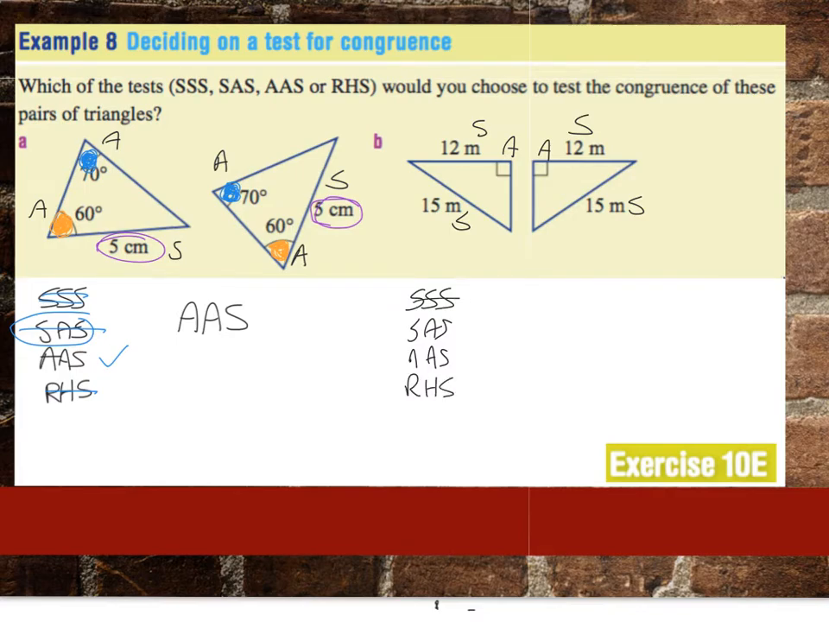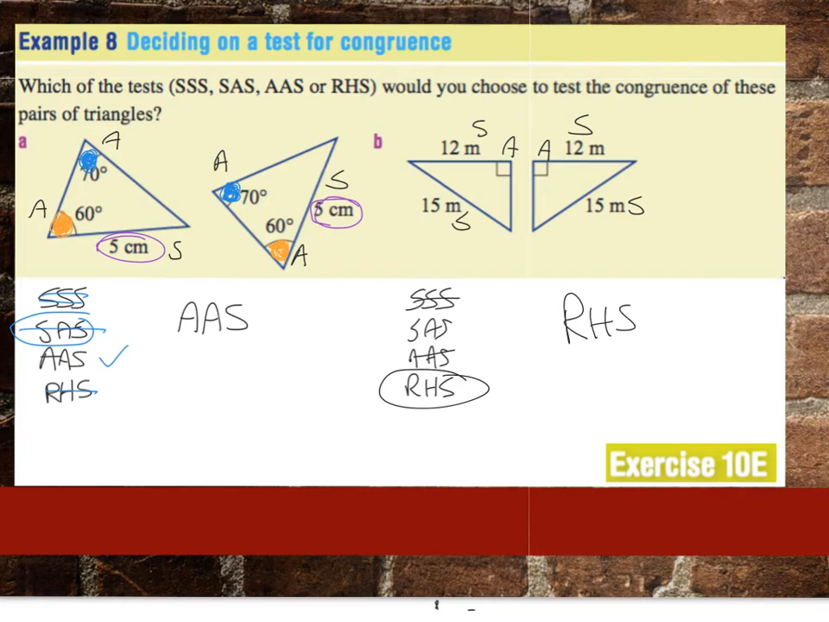Right, it can't be side, side, side. It can't be angle, angle, side. It can either be side, angle, side, or RHS. Which one is it? As I say, you can't just assume it's RHS. So what I'll do is I'll say, they gave me the hypotenuse. They gave me the right angle, and they gave me another side. So in this case, it is RHS. So my answer would be RHS.